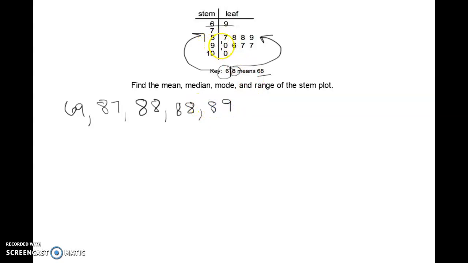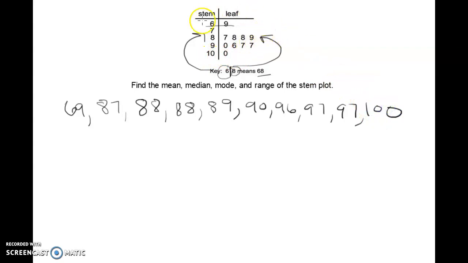So it's important for you to realize that it's always going to be in order from least to greatest when we look at the leaf. So we see that we're going from 87, 88, 88, 89. So it's not a coincidence that that's 7, 8, 8, 9. This one is 0, 6, 7, 7. So we're always going to go from least to greatest when we organize data in this way. So the next column is telling us that we have 90, 96, 97, 97. And then the last one is telling us we have 10 and another 0, so that's going to be 100.